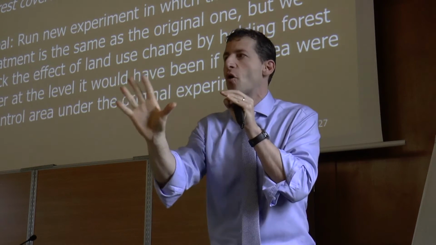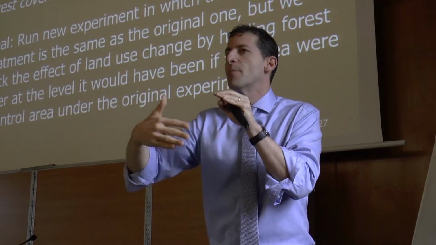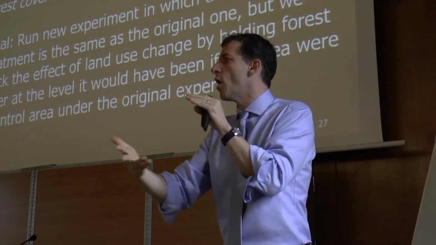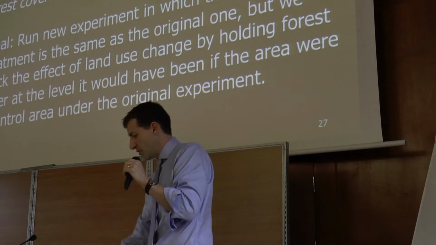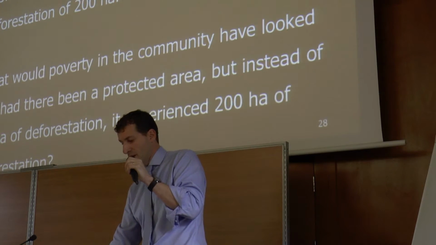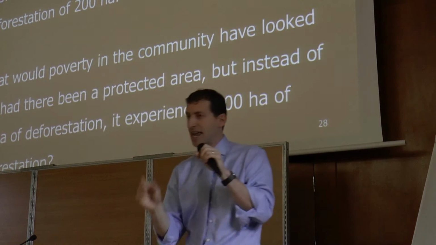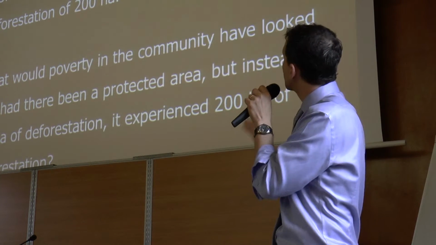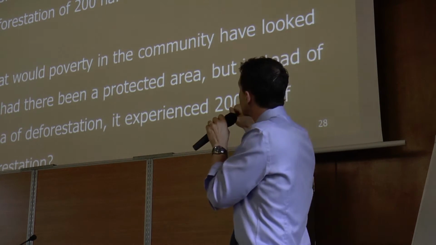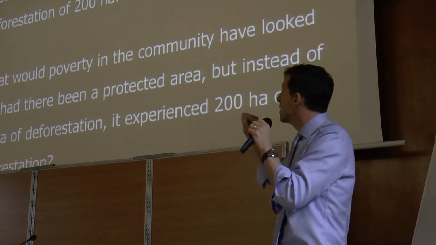So we let everything go on as it would in the experiment, but we don't allow land cover to be affected. We let it go on just as it would be under the control. A way to think about it is that the guards wouldn't stop people from clearing the land or doing anything else, right? So let's say an area is protected and experiences deforestation of 10 hectares, and under the control condition, it experiences deforestation of 200 hectares.